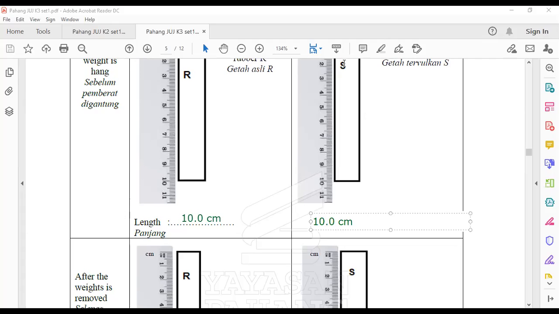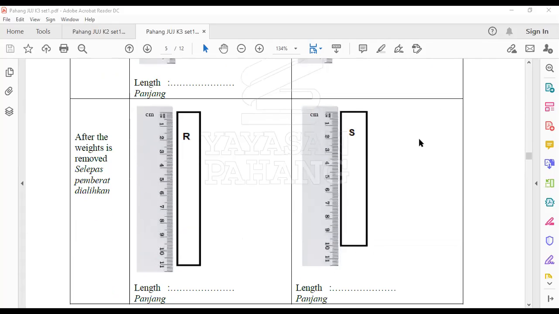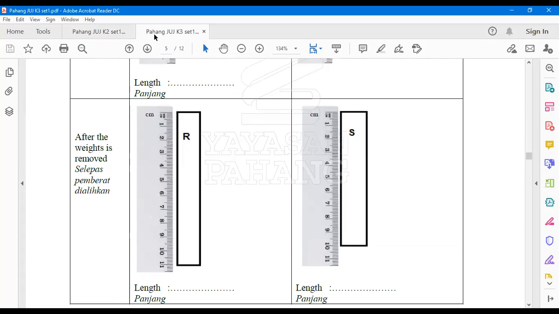Okay, next part. Now, we are going to move on to the next one here. For this one, after the weight is removed, it becomes how many? I hope you can see. And you should be getting your answer as 11.0 centimeter. And for the S, the answer is still 10.0 centimeter. Please remember to put the 0.0.